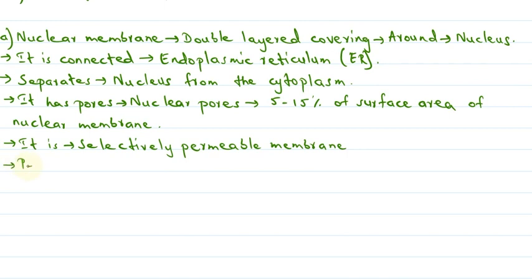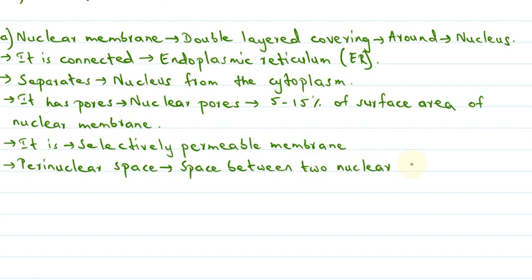So what is perinuclear space? It is actually the space between the two nuclear membranes. Okay, so this space is known as the perinuclear space. Okay, then let's talk about nucleoplasm.